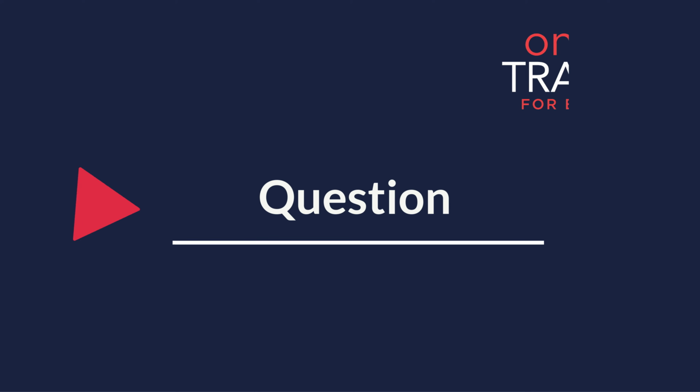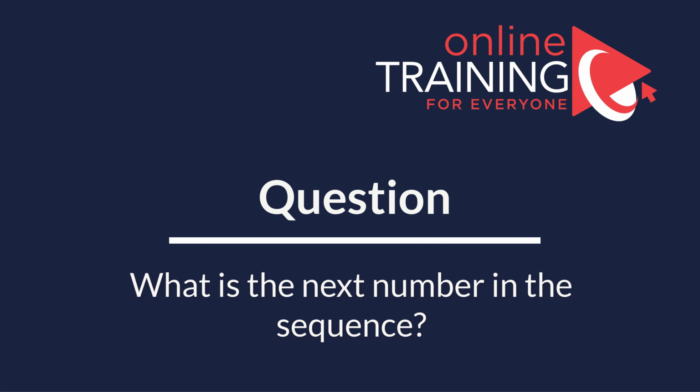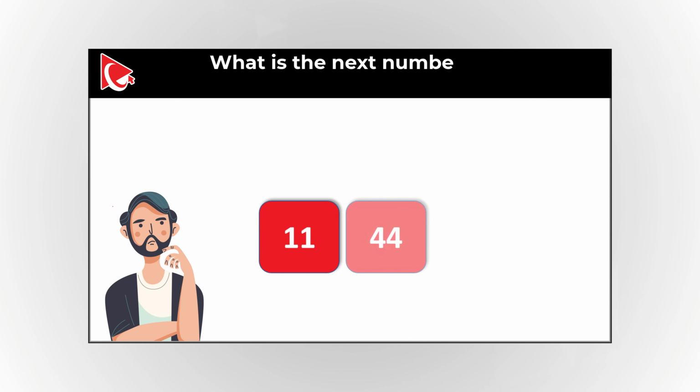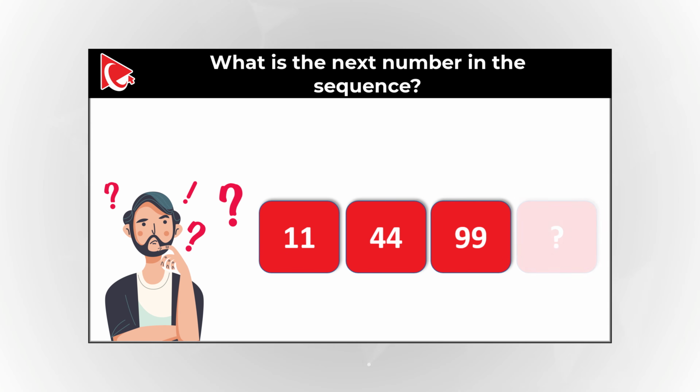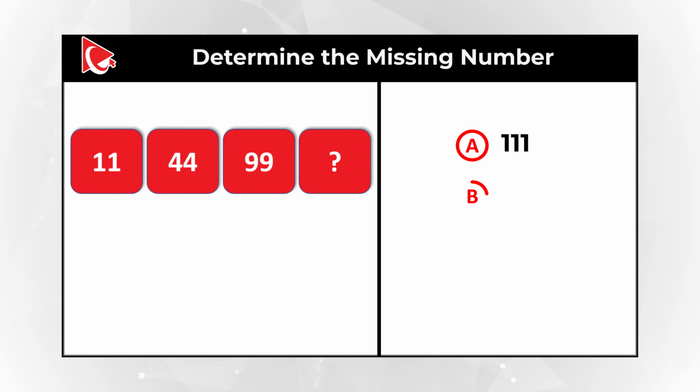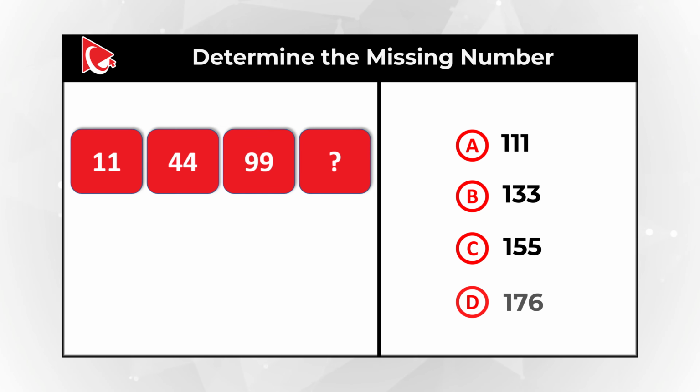And now let's continue and get you ready for the test. Here's an interesting question where you need to calculate the missing number. You're presented with numbers 11, 44, 99, and you need to continue the sequence and determine the missing number out of 4 possible choices. Choice A, 111. Choice B, 133. Choice C, 155. And choice D, 176. Do you think you know the answer?